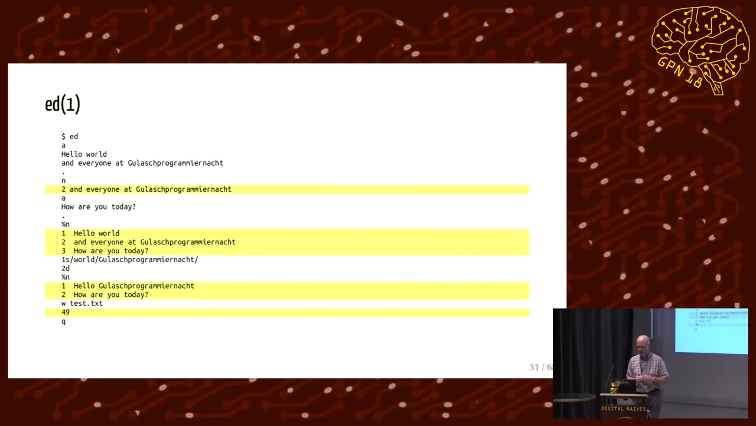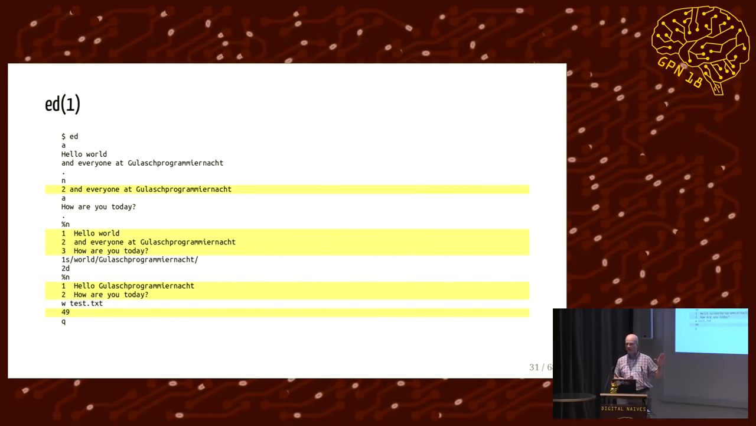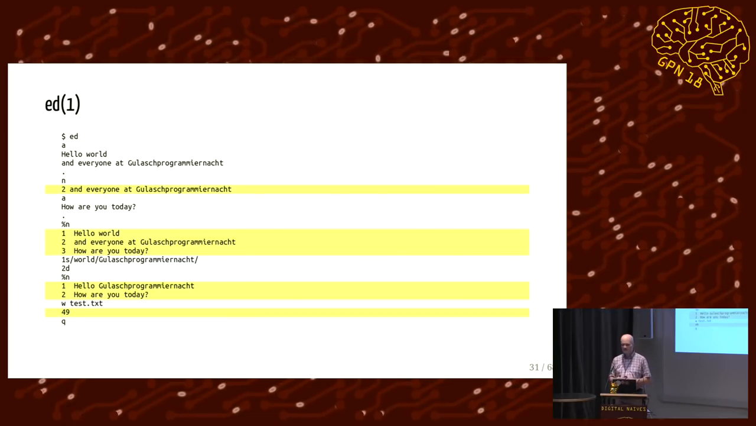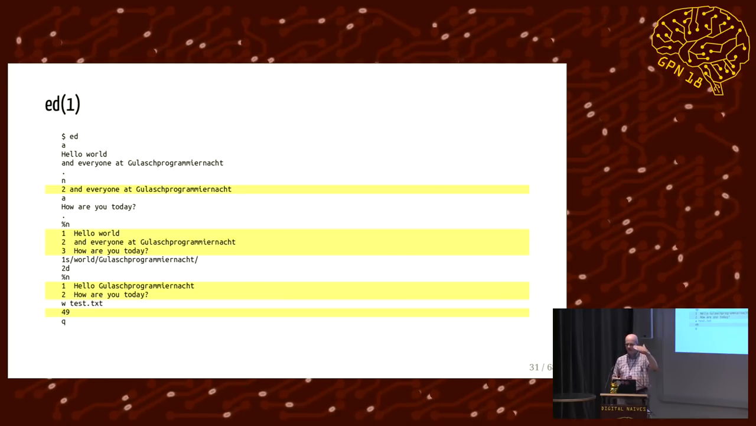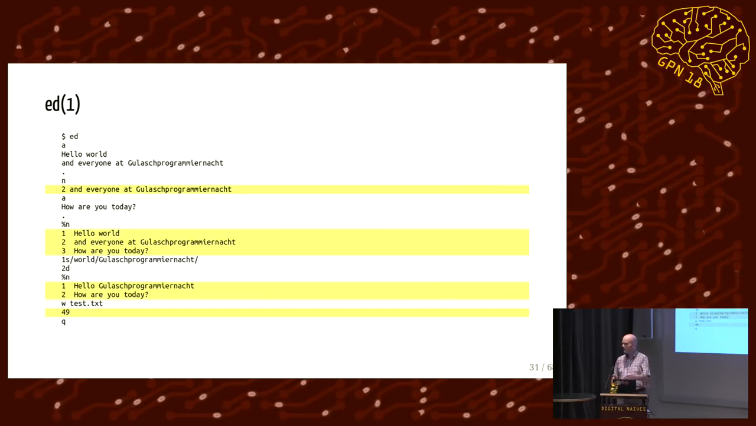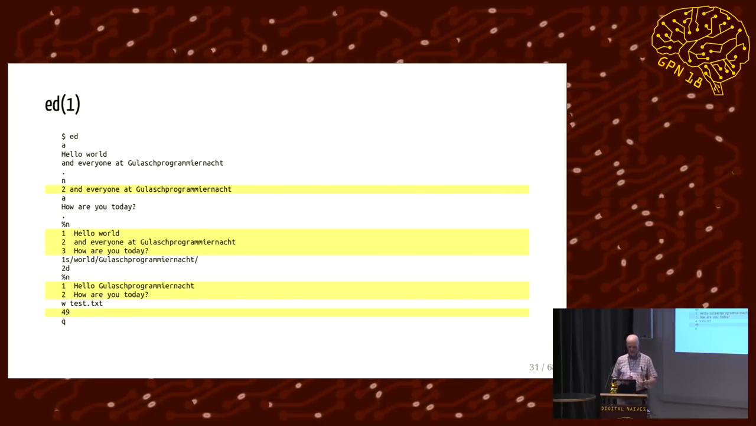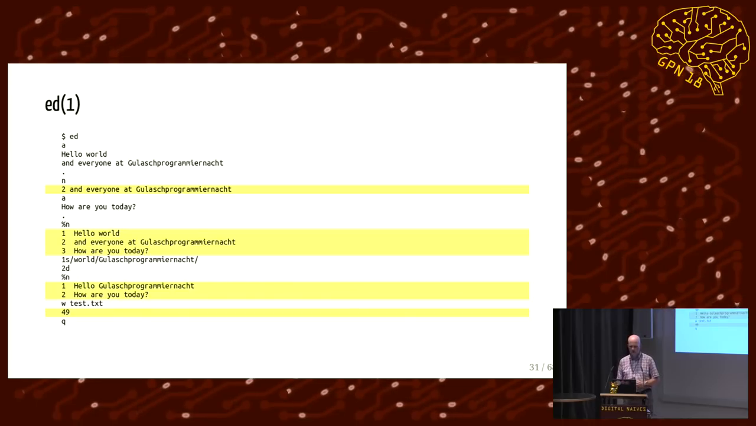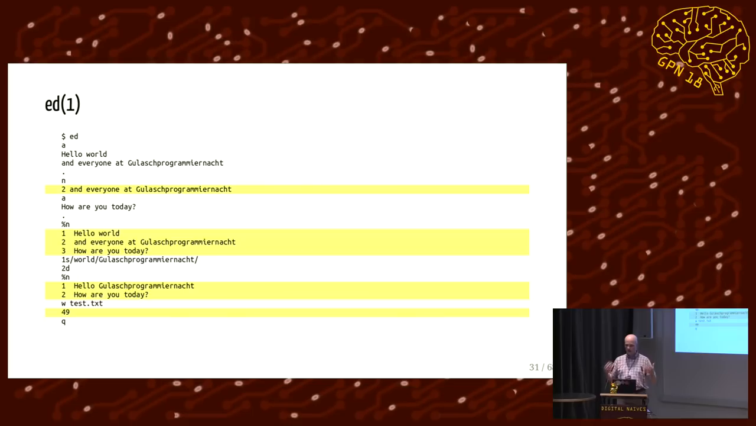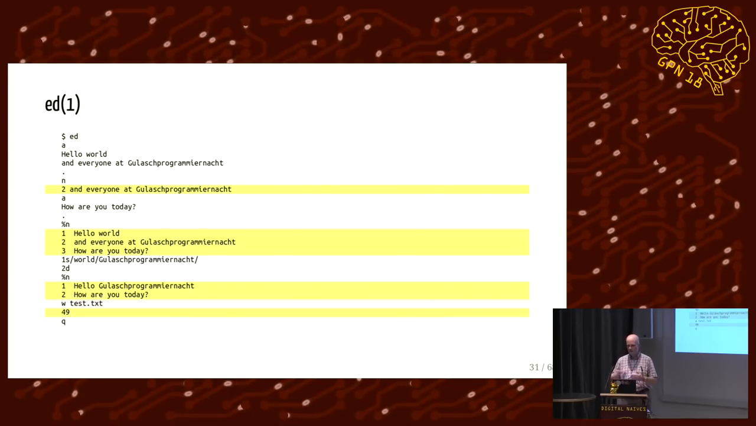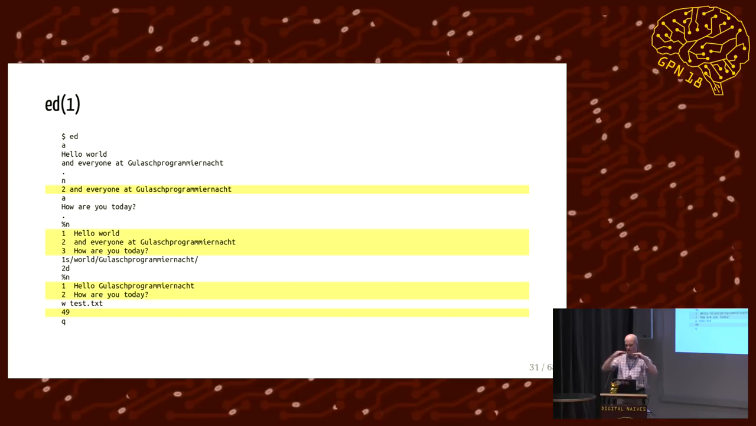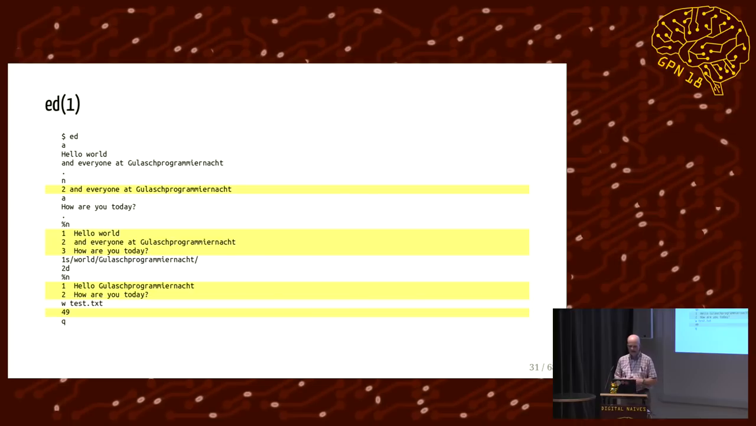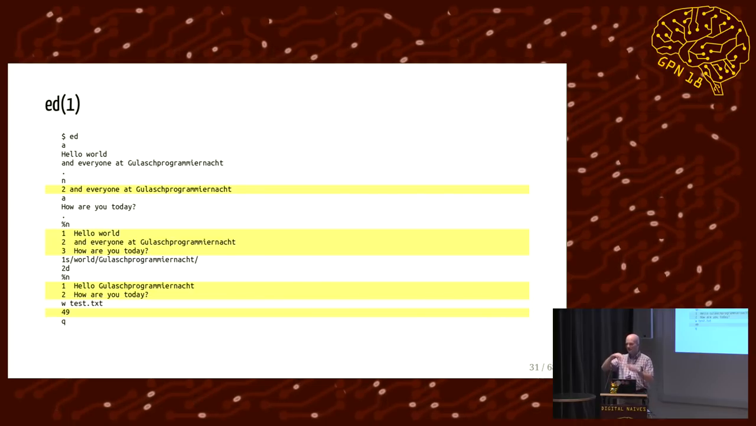And this is how it looks like. Everything that is white background, it was me who typed it. Everything that's yellow background, it's the computer that answered. You have to imagine every line came after each other, so it could as well be printed on this paper. When we start from the shell ed, then if I want to type something new, I have to use a command. A is the command that appends a line at the current line position. Then I wrote these two lines, hello world, everybody at Gulasch Programmiernacht. And then a dot was the end of my text input.